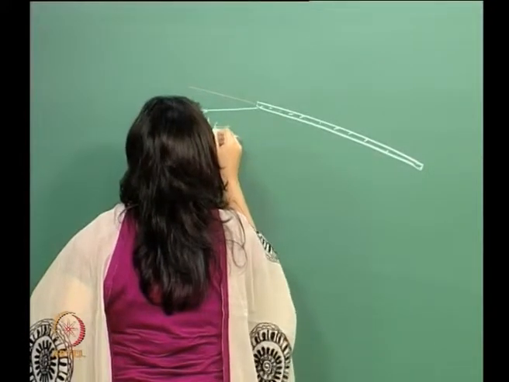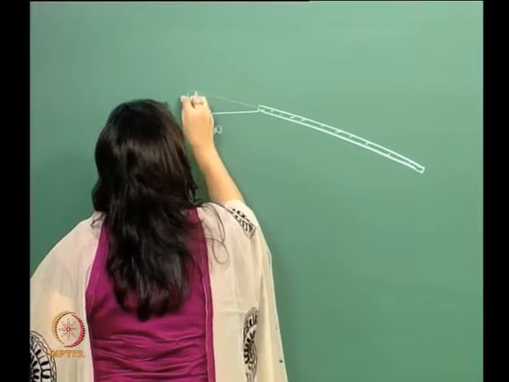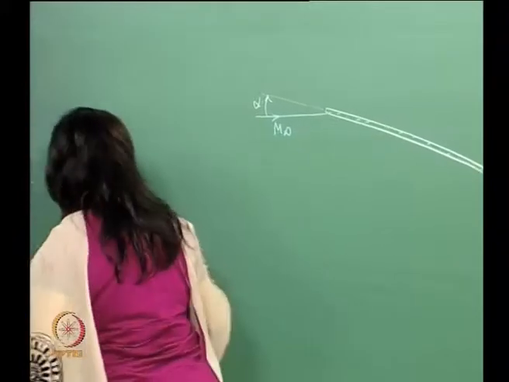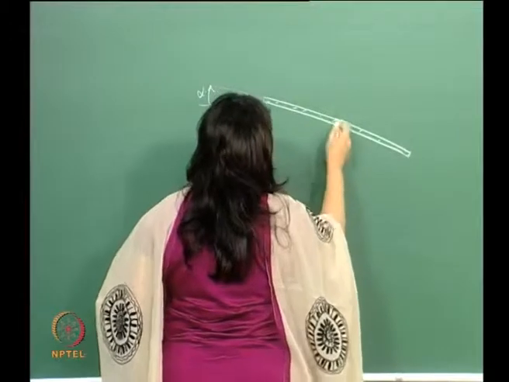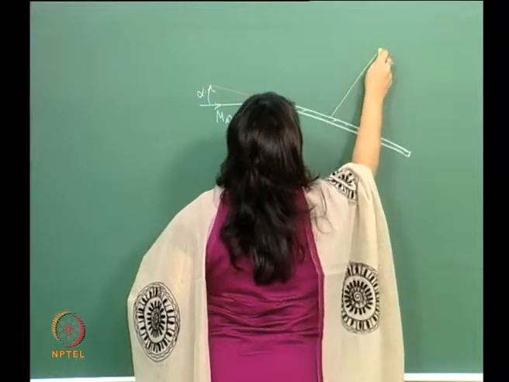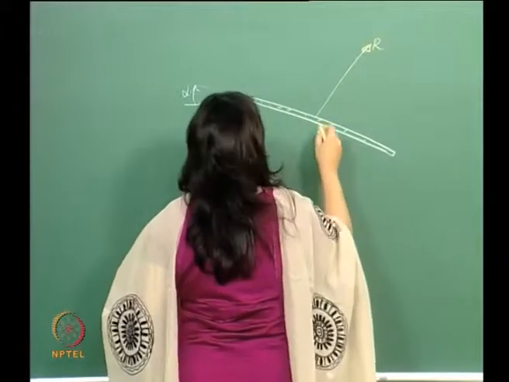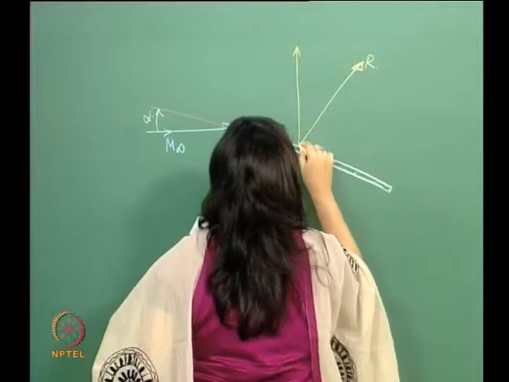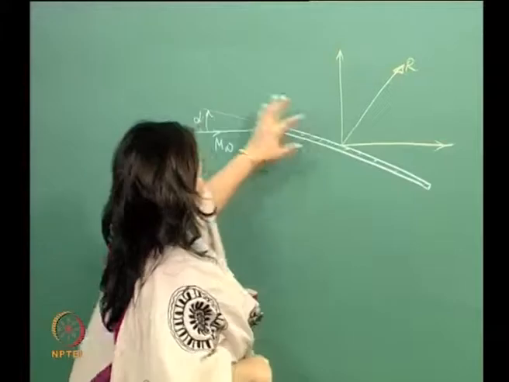Okay. So, this is my free stream and this is the alpha, right. So, in here, therefore, okay, so we have pressure distribution on the top, pressure distribution on the bottom, right. So, then we have this, say there is a resultant force, okay.